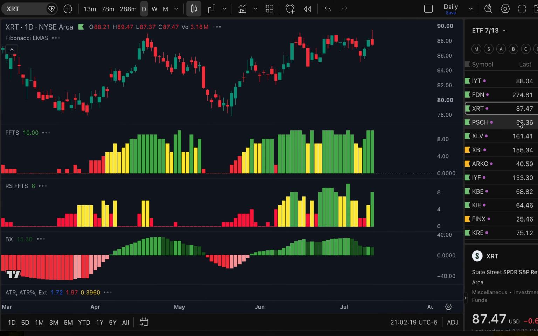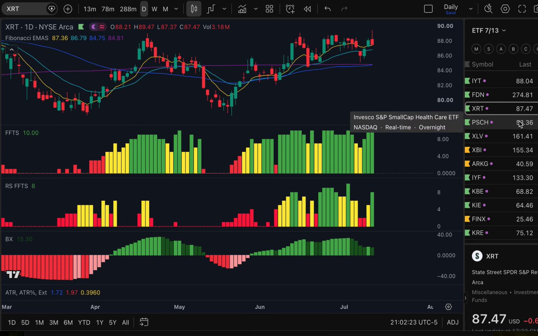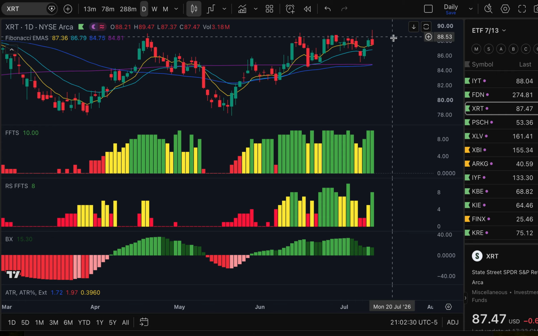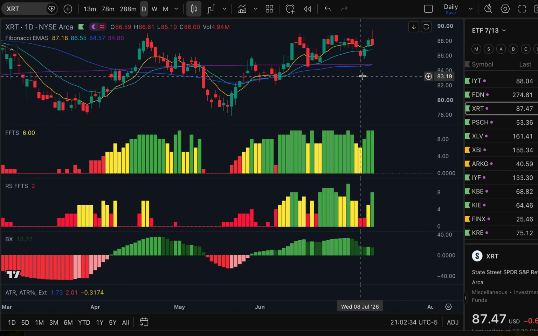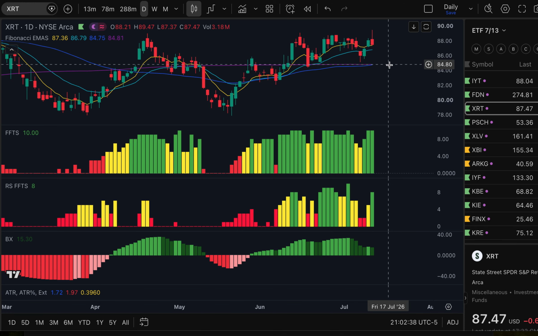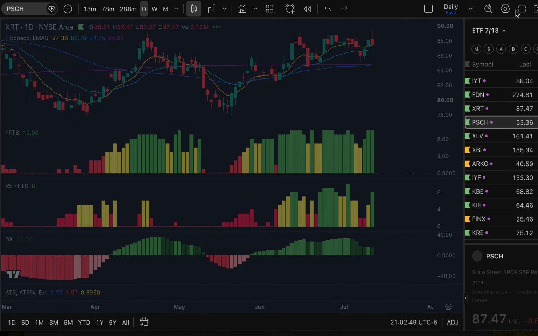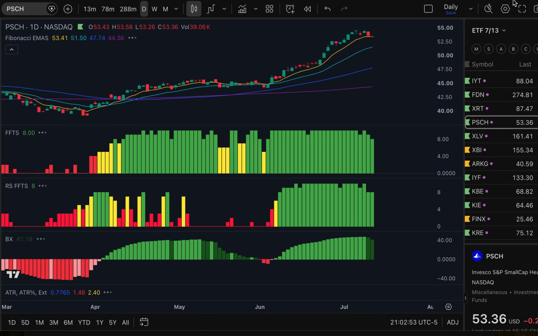Next is the XRT. This is a retail ETF. It has 10 out of 10 on the trend stack and 8 out of 10 on relative strength trend, jumping today from 5 out of 10 to 8 out of 10 on relative strength. And it does have positive momentum. So the retail sector. Next, PSCH. This is the small cap healthcare ETF.